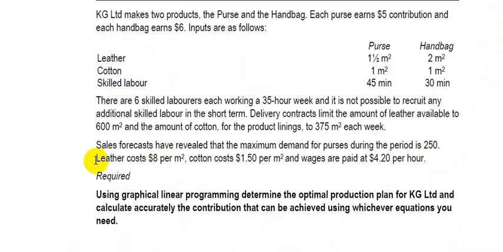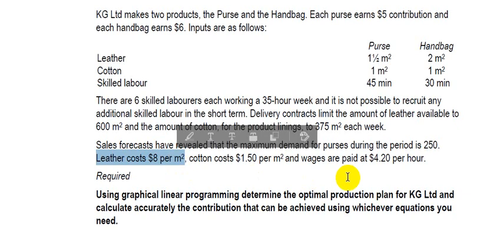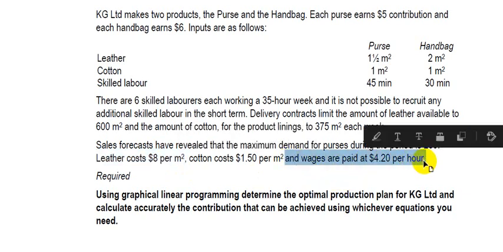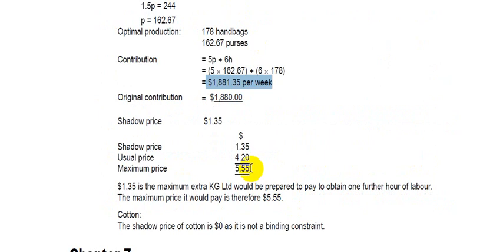You add that to the usual price again. These are the prices here. The leather 8, the wages 4.20. So 4.20 plus the shadow price gives you the maximum. So 1.35 is the maximum extra KG Limited would be prepared to pay to obtain one further hour of labor. So the maximum price it would pay would therefore be 5.55.